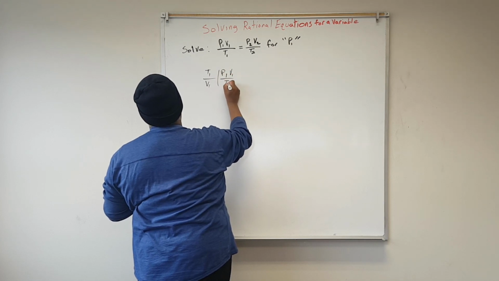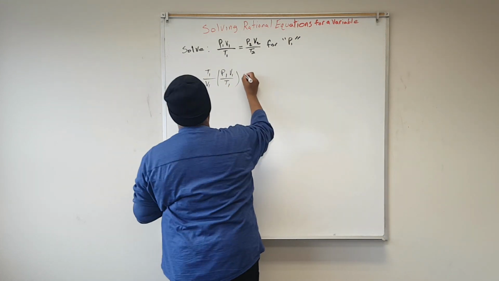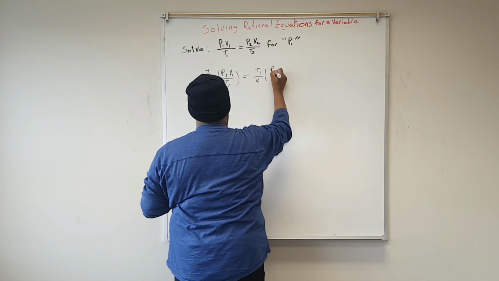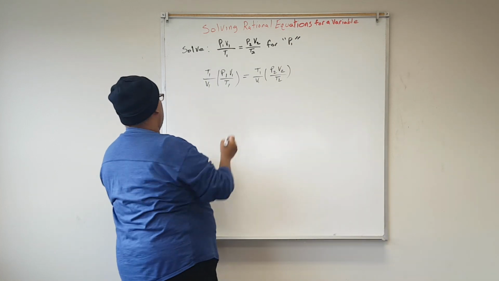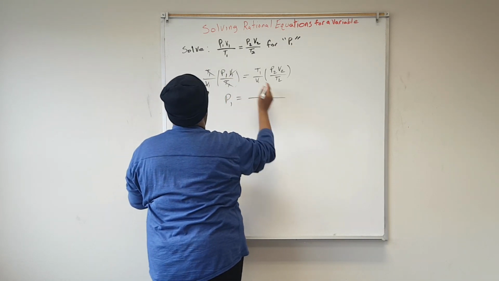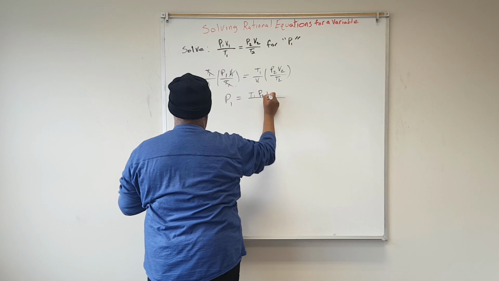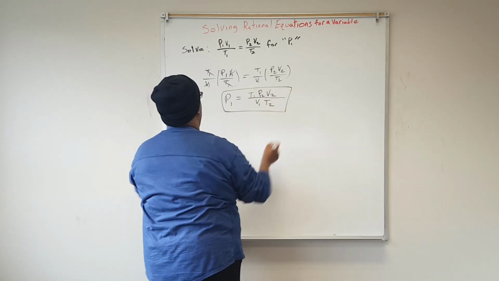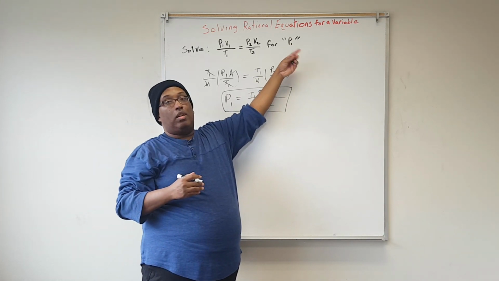P1, V1, T1. This will cancel, this will cancel. But whatever you do to one side, you have to do to the other. So again, I'm going to multiply T1 over V1 times this fraction, P2, V2, all over T2. When I do that, this cancels, and I have P1 equals, multiplying straight across, T1, P2, V2, over V1, T2. And it's done. That's isolating the variable that's indicated in the problem.